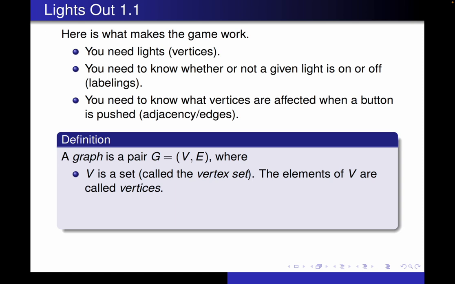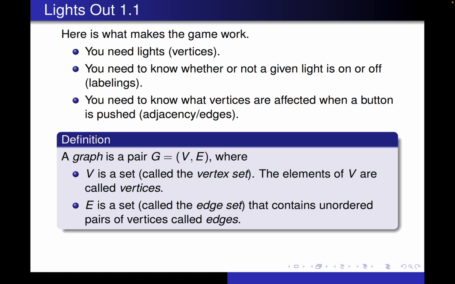And the elements of V, in the context of being part of a graph, are called vertices. And then the set E is also a set, but that is a set of pairs of elements in V. It's pairs of vertices. So these are unordered pairs because we consider their relationship to be symmetric, and these pairs of vertices are called edges.